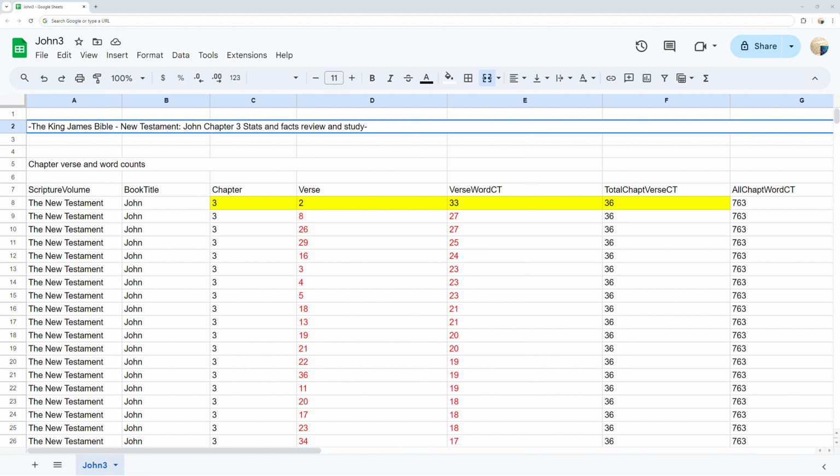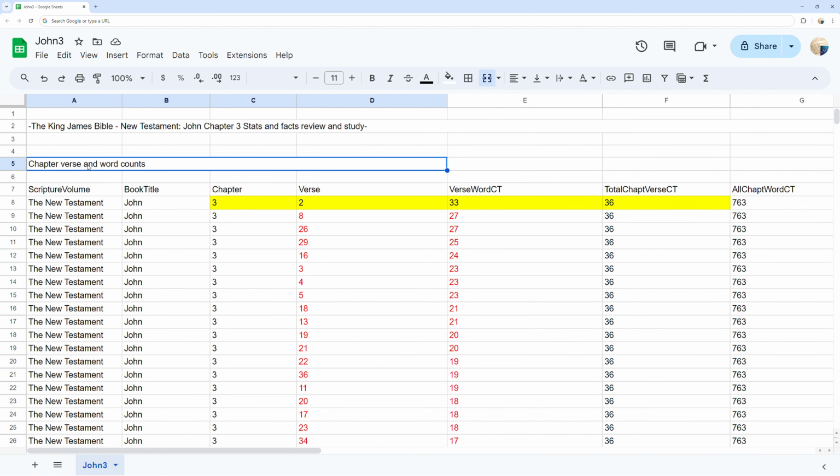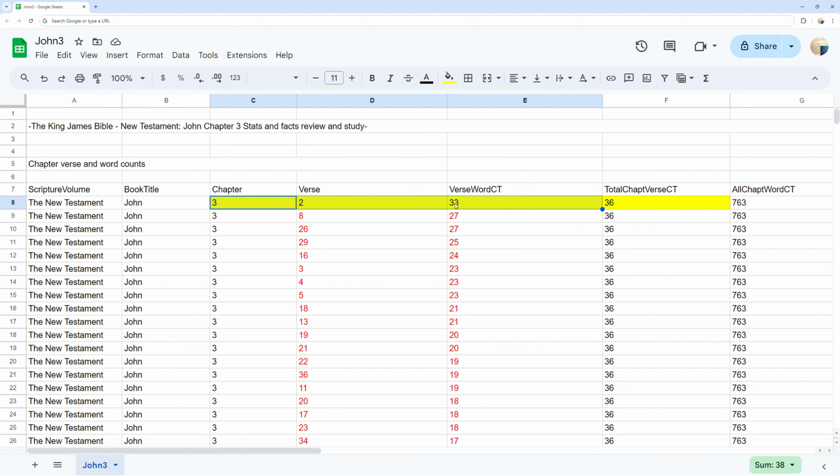The King James Bible, New Testament, John chapter 3 Stats and Facts Review and Study. Chapter, verse, and word counts. John chapter 3 verse 2 has the most words at 33 words.